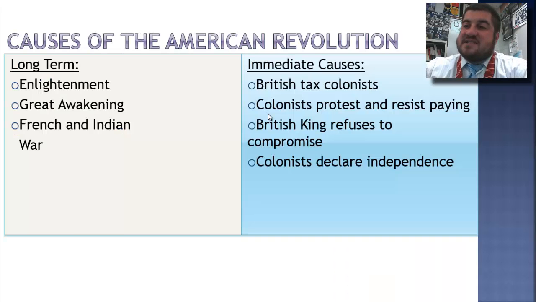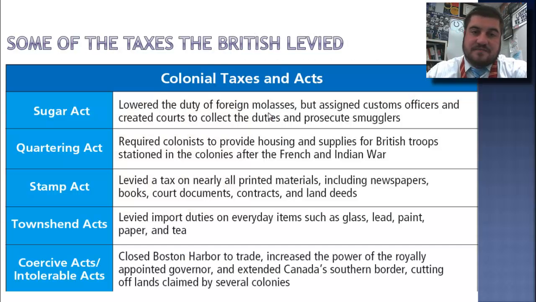So let's kind of wrap all this up. We talked about the three long-term causes of the revolution: the Enlightenment, the Great Awakening, and the French and Indian War. Now let's get into some more of the immediate causes of the revolution. The British are taxing the colonists. We talked about that. The colonists eventually protest and resist paying. The British king is stubborn and refuses to compromise, and so the colonists declare independence.